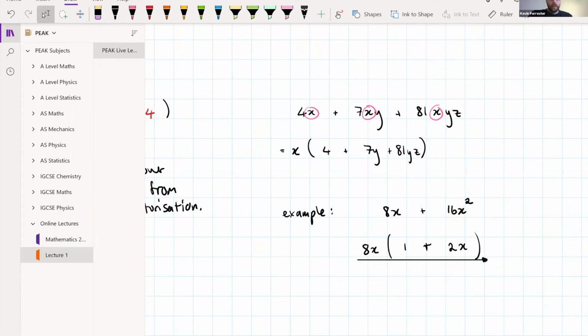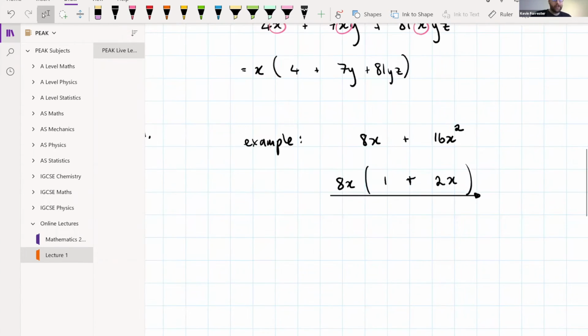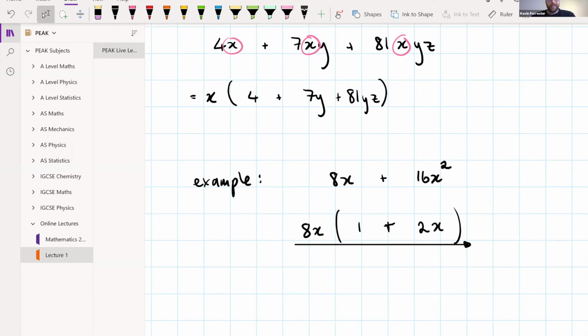Okay. Now, there are a couple other rules that are really interesting that you can learn about factorization. So what we've done is basic factorization, but there are two other ways that we can do factorizing, and this deals with quadratics.